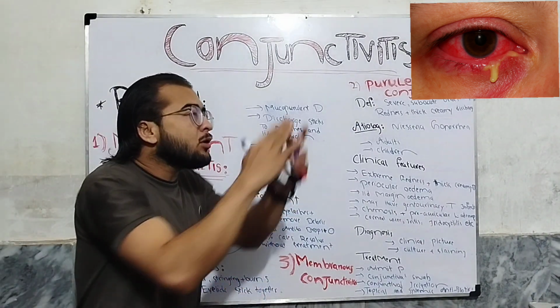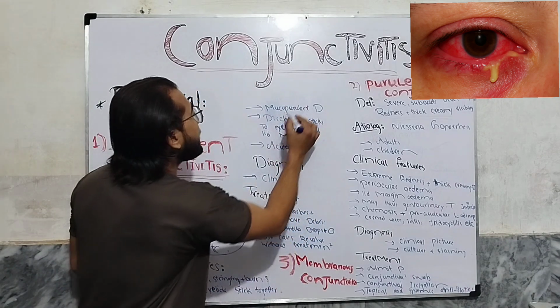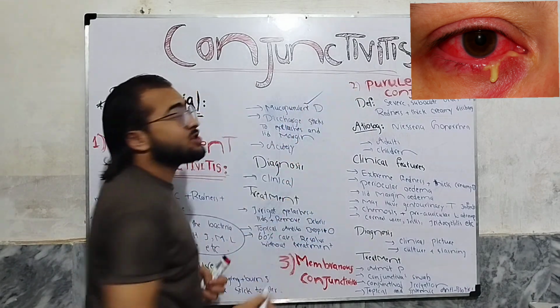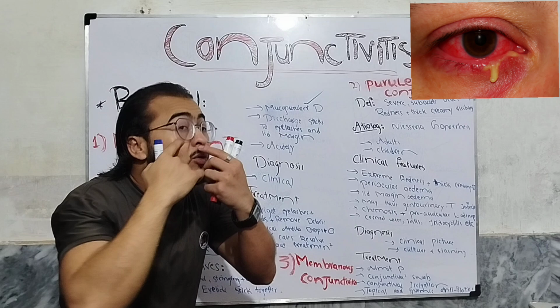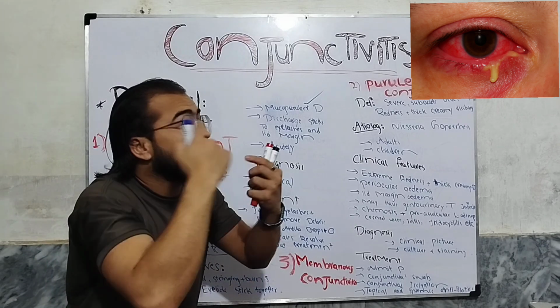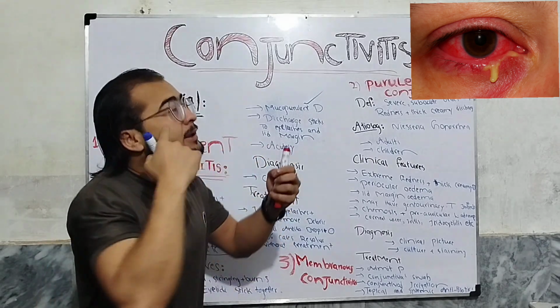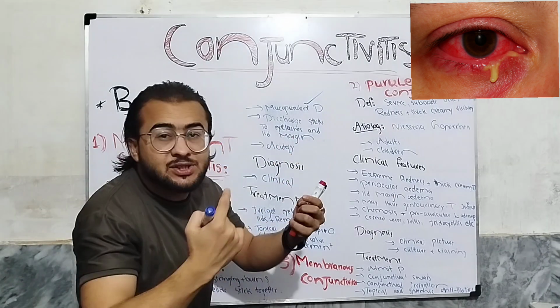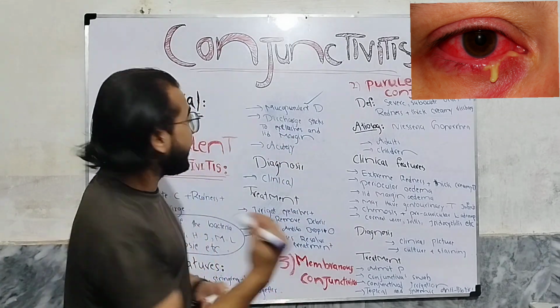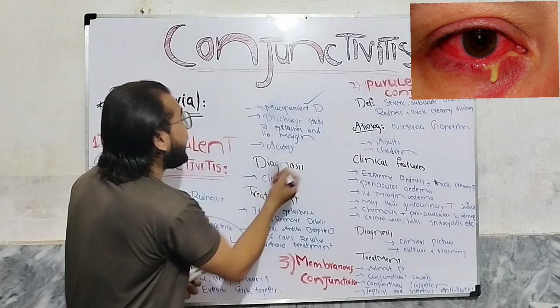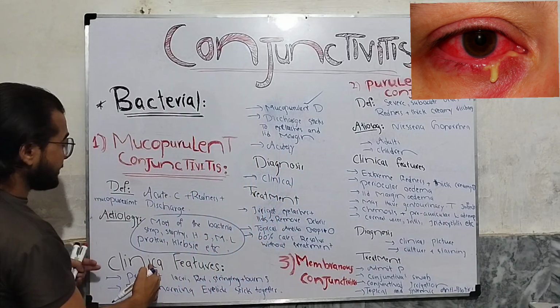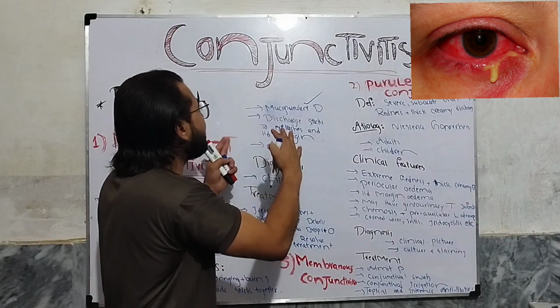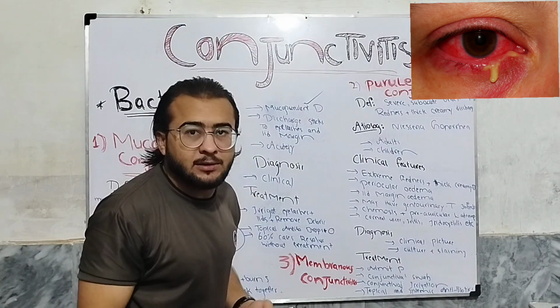Now when we look at the patient, what will happen? There will be mucopurulent discharge in the eye. Okay, mucopurulent discharge will be present in the eye. Maybe the discharge will stick on the eyelids and on the eyelashes. Okay, and the patient will present all these symptoms acutely.